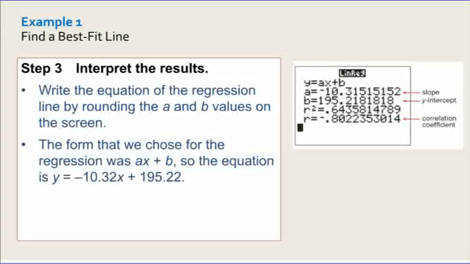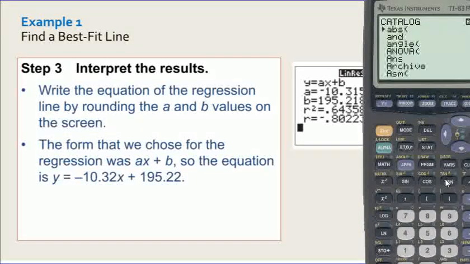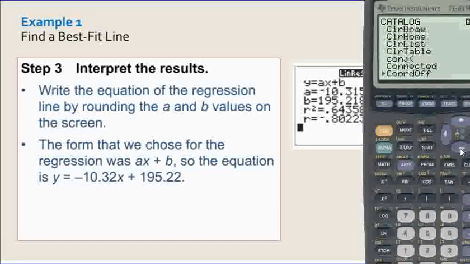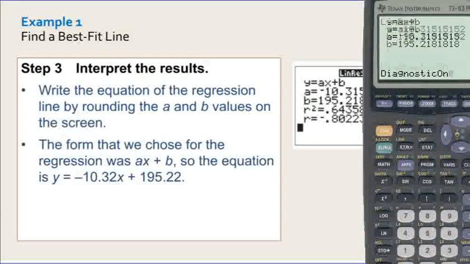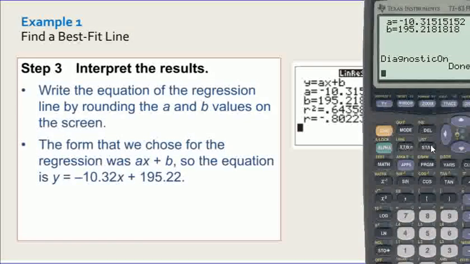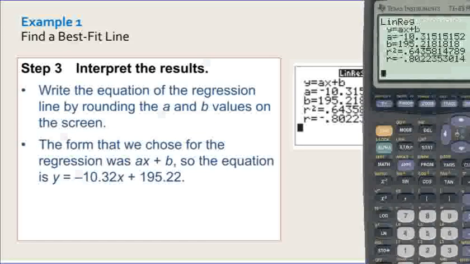So if I go back to my calculator, I'm not sure, yeah, I didn't see mine on here. So if I go back to second catalog, go down to diagnostic on, I want to make sure that's on. If you don't see yours on there, now if I hit stat, calculate number 4, you'll now see it. So if you don't see the R coefficient in there, it's because the diagnostic is not turned on.